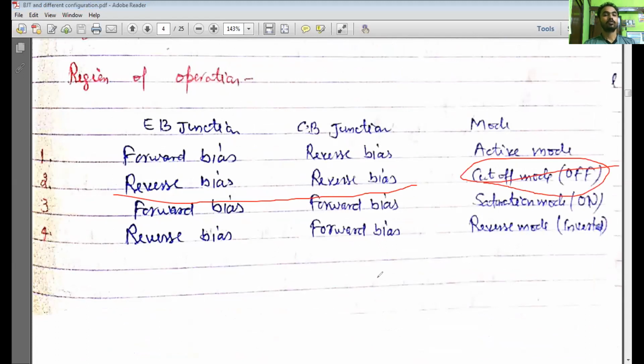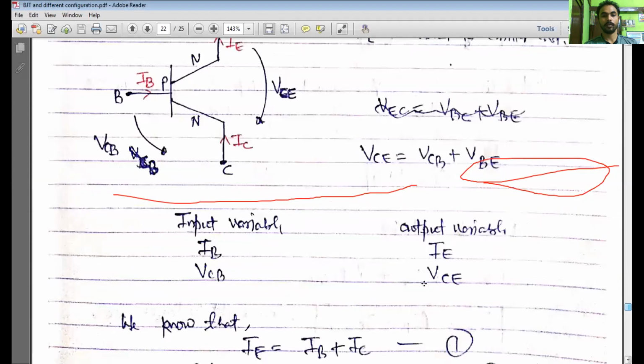So we are done with the active mode, we are done with the cutoff mode, and we are done with the saturation mode. I hope I have finished today's topic.